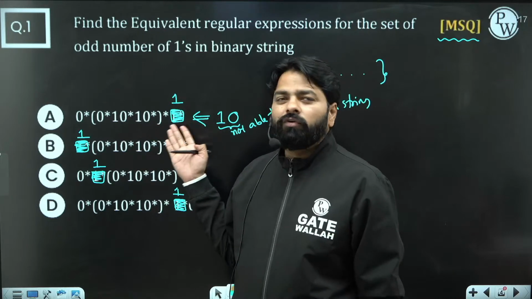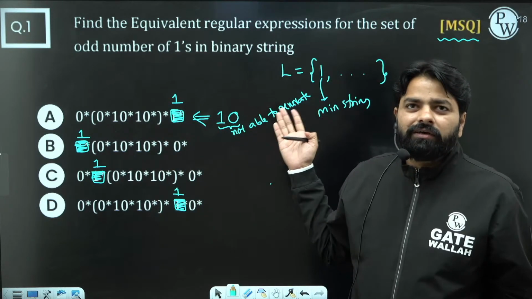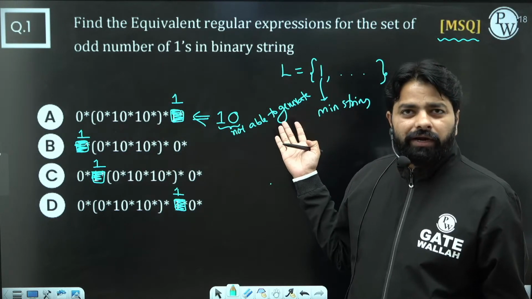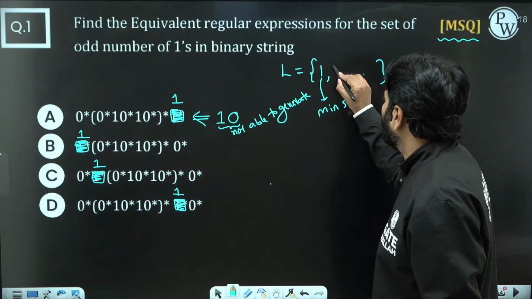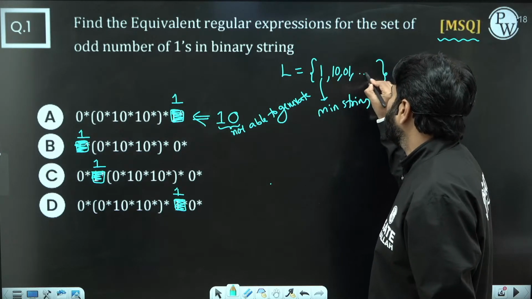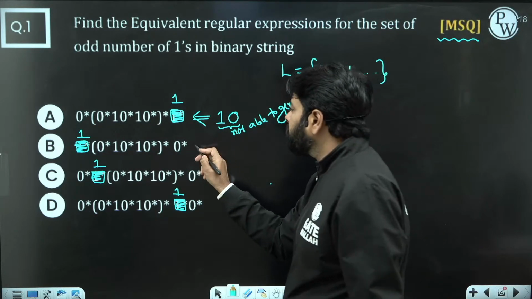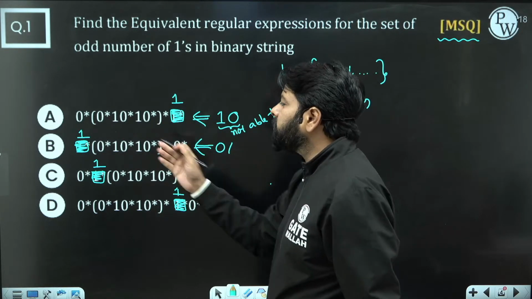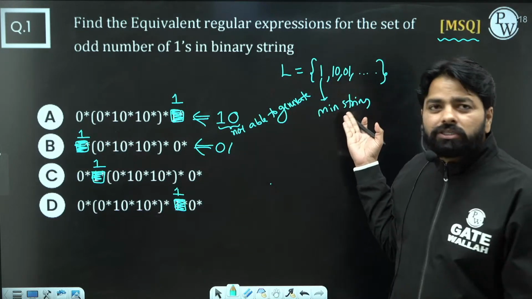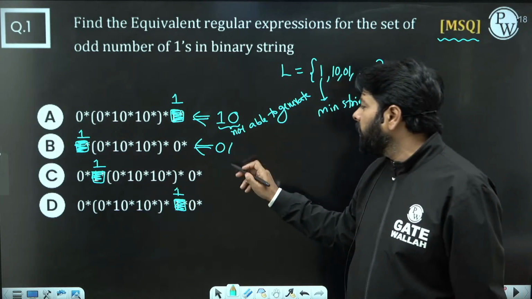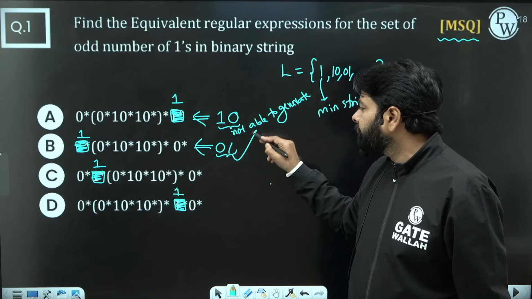It is always trying to end with 1, but our string need not end with 1, right? So 1 0 is there, 1 0 is there, 0 1 is there, but you are not able to generate it. Here the problem is 0 1: you are trying to start with 1, but the string need not start with 1. So this 0 1 is not generated.